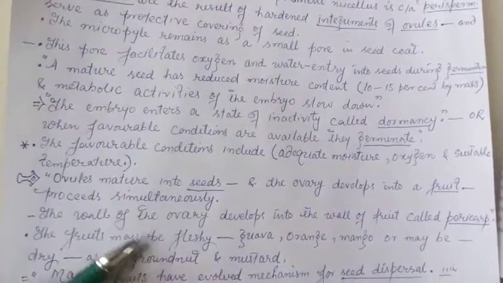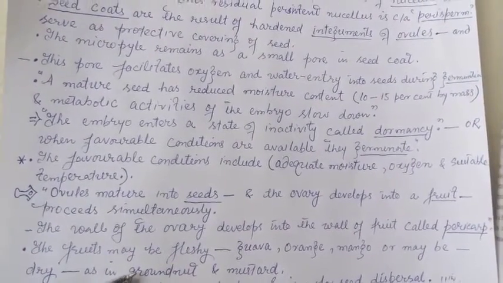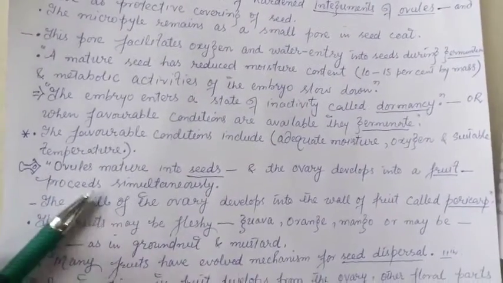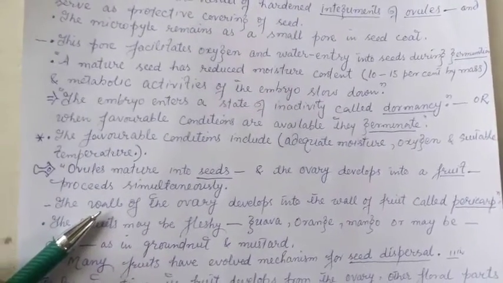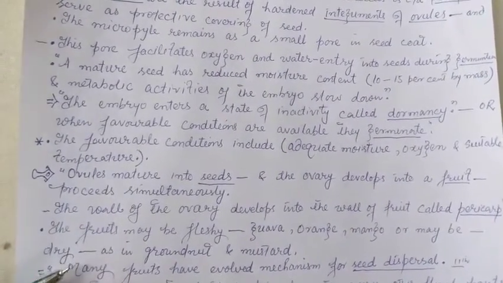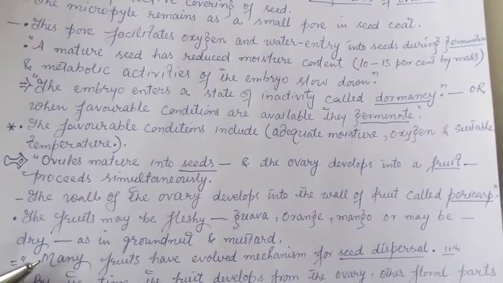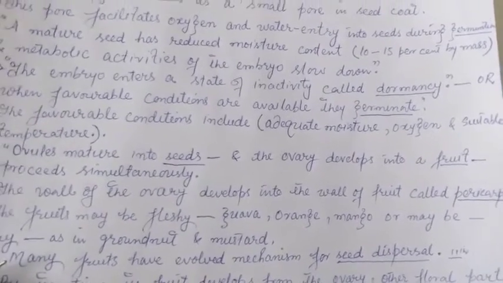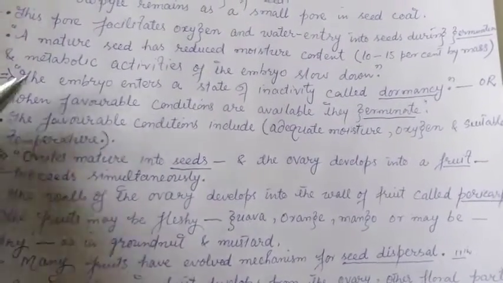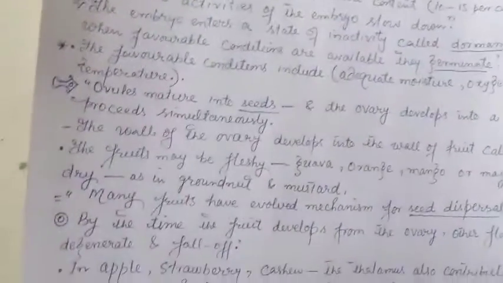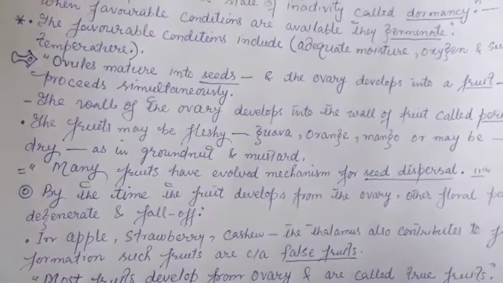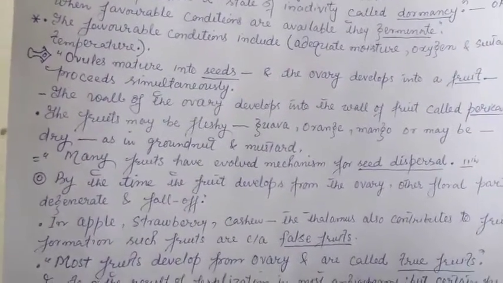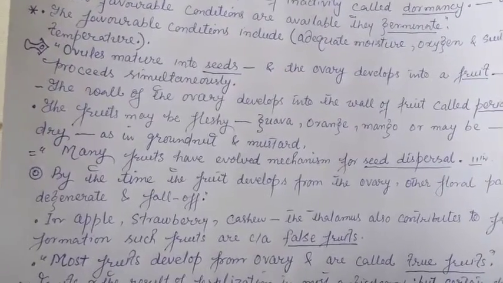Ovules mature into seeds, and the ovary develops into a fruit, and these processes proceed simultaneously. The wall of the ovary develops into the wall of the fruit, called pericarp. And the fruit may be fleshy, as in case of guava, orange, mango, or it may be dry, as in groundnut and mustard. Many fruits have evolved mechanisms for seed dispersal. This has been discussed previously in the 11th class in detail.